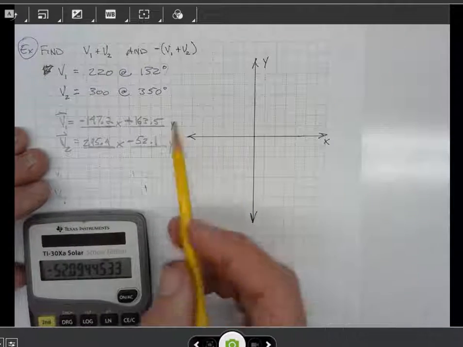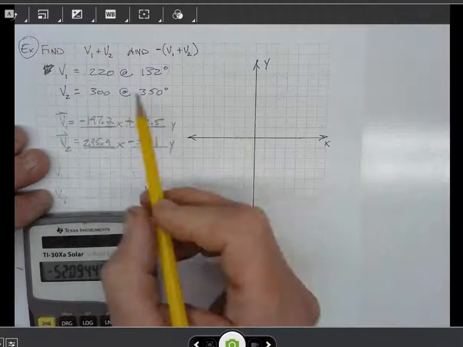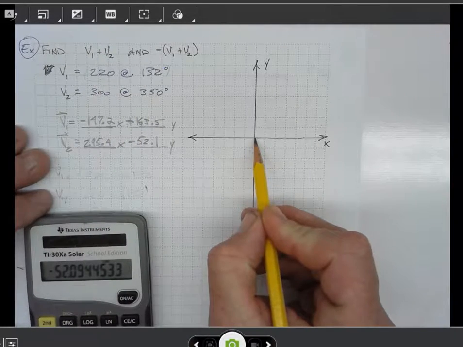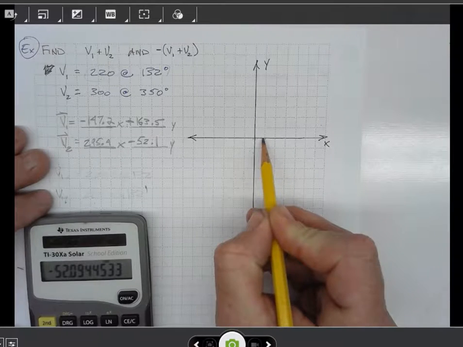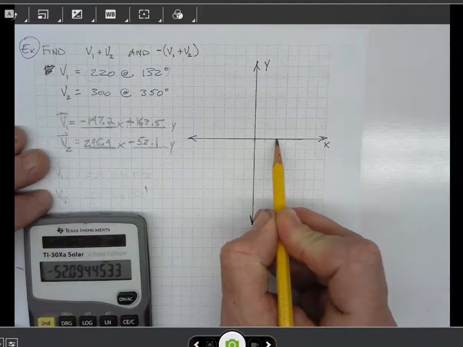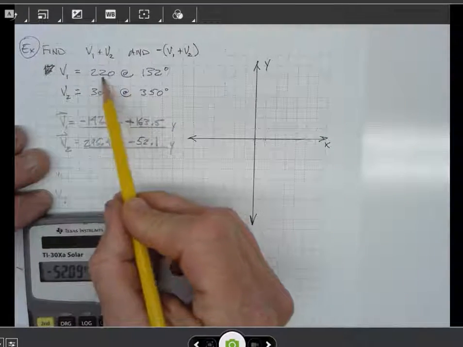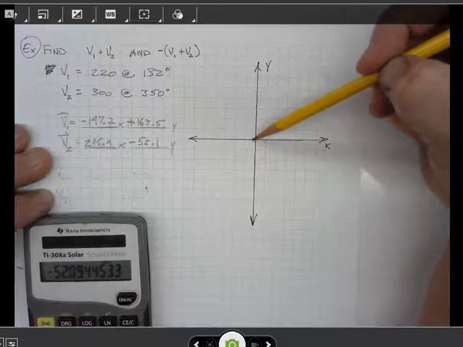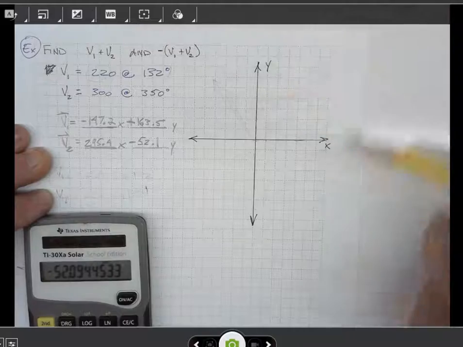So a couple different ways to look at this. Let's see, I need 220 and 300, and I only have these blocks, so let's say I go 50 of these per block. So this, for example, will be 50, 100, 150, 200, 250, and so on. So 220 at 132 degrees. Well, 132 degrees is probably somewhere in here, in that neighborhood.